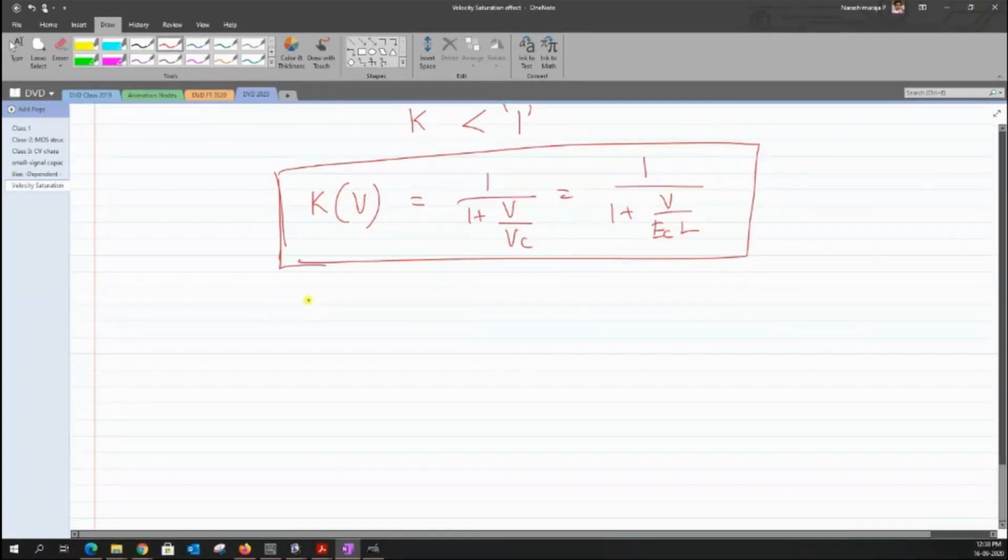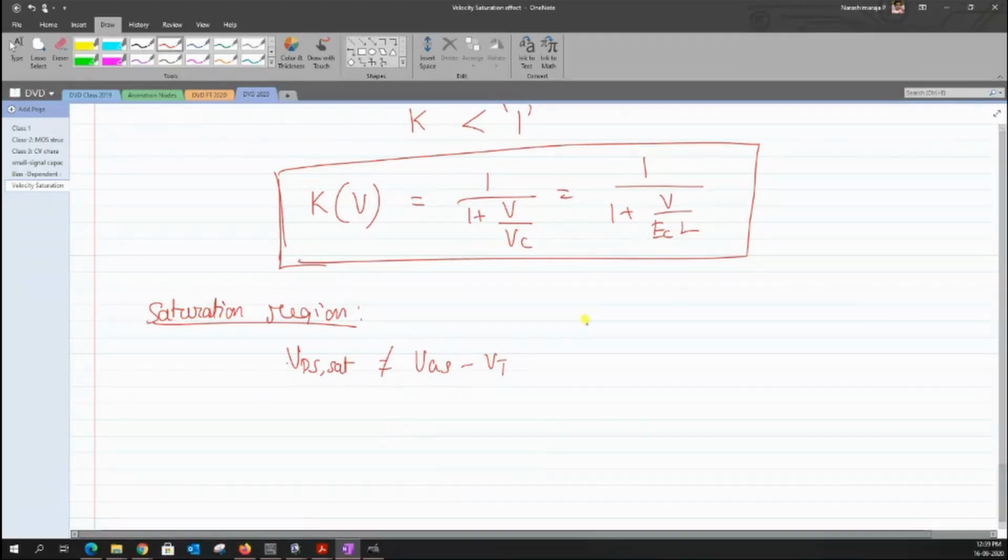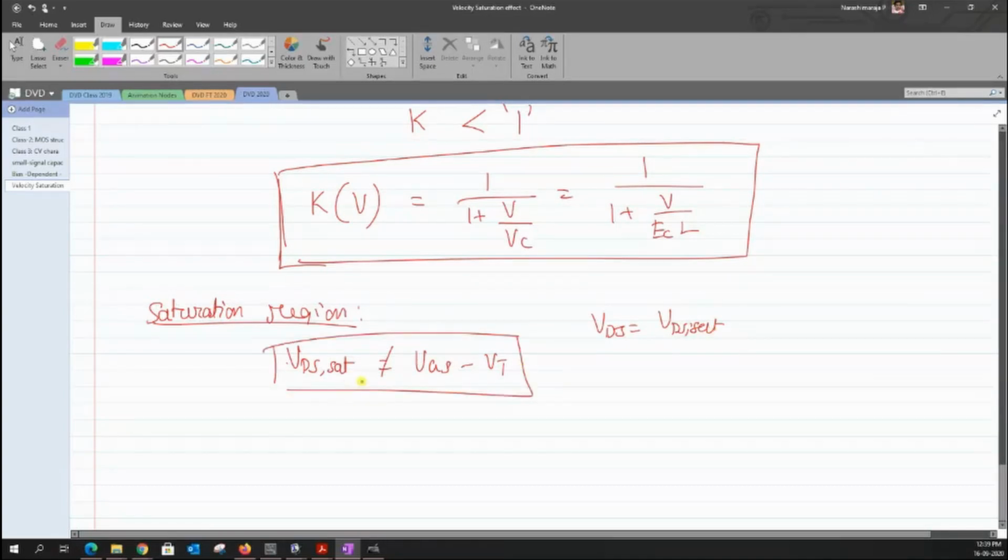So now let us look at the current equation in the saturation regime for a short channel device. But before I do the derivation, I just want to provide you a note. In this case, I'm not going to assume that the value of VDS sat is equal to VGS minus VT. Whenever the transistor is in the saturation regime, the value of VDS is written as VDS sat. But that value of VDS sat need not be equal to VGS minus VT as we had for the long channel device. Clear?